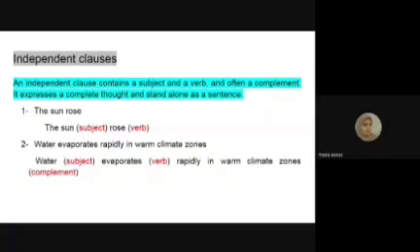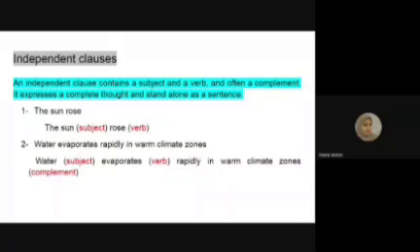When you need to analyze and understand the kind of a clause that you have. So you have the first example: the sun rose. So the sun is a subject and rose is a verb. It is a complete thought. There is a complete thought in this clause, and it can stand alone without a need for another clause to complete the meaning. The sun rose.